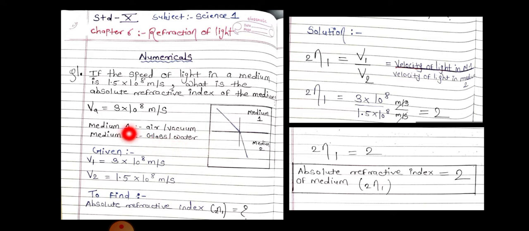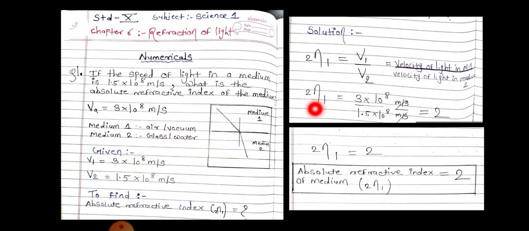So V1 is as we have taken. The values of V1 and V2 are already given in the question. V1 is equal to 3 into 10 raised to 8 meter per second, and V2 is 1.5 into 10 raised to 8 meter per second. What do we have to find out? We have to find the absolute refractive index of the medium. The absolute refractive index is denoted by small letter n, and we have to find the absolute refractive index of medium 2 with respect to 1.